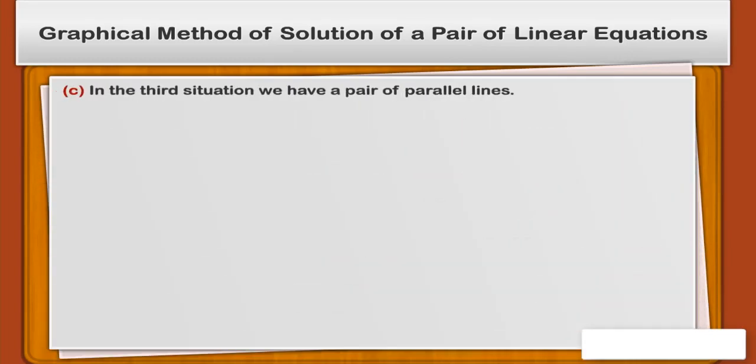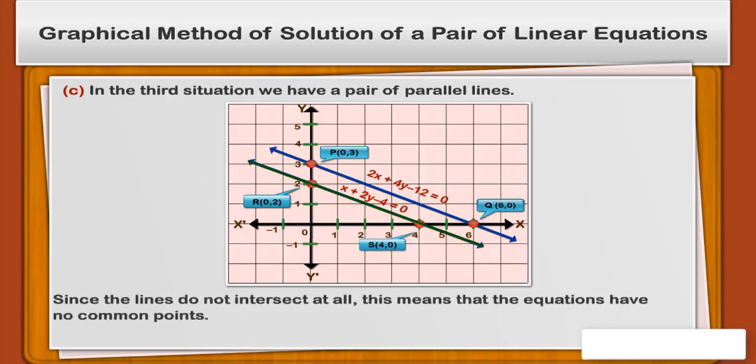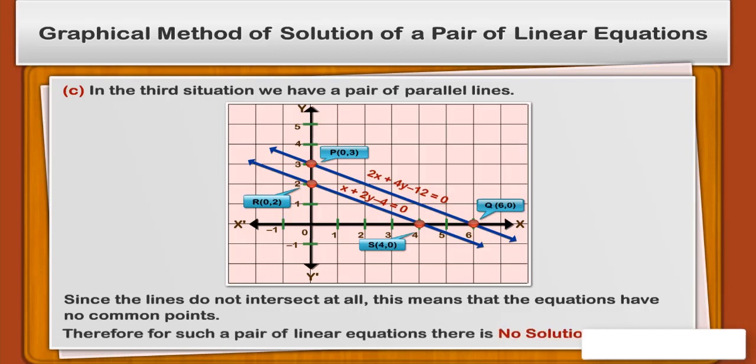See, in the third situation, we have a pair of parallel lines. Since the lines do not intersect at all, this means that the lines have no common points. Therefore, for such a pair of linear equations, there is no solution.